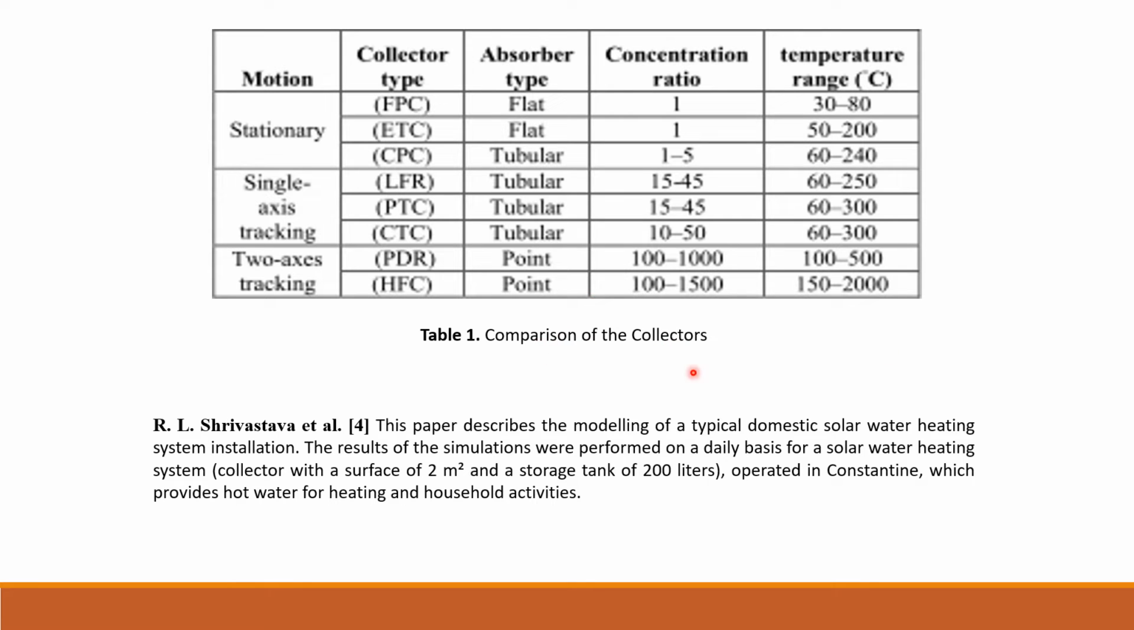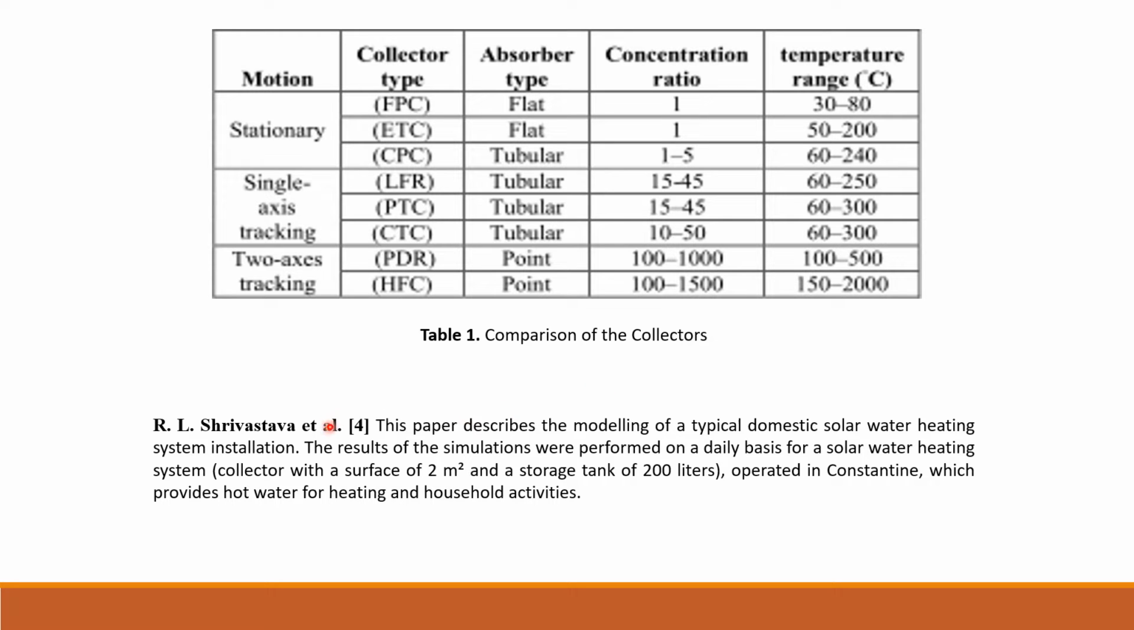On the next page, you can see the comparison of the collectors taken from that paper. There are various collector types. There are absorber types: flat, tubular, and point types. There are also the concentration ratio and the temperature range.